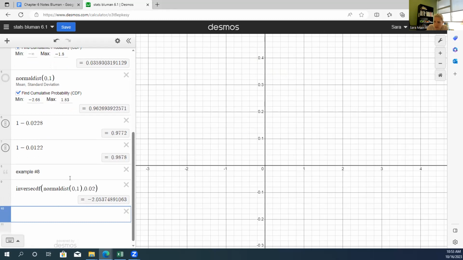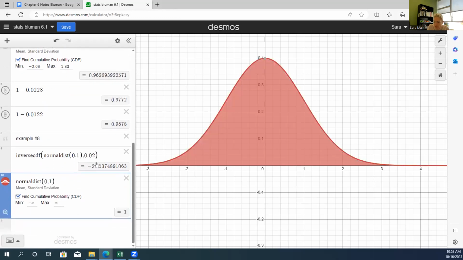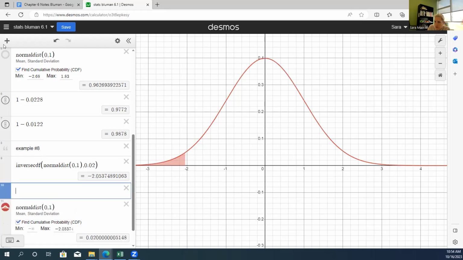Okay, so if I want to check to make sure this is the picture that I drew in my paper, I could go ahead and put in my normal distribution, click the cumulative, and then put in max at negative 2.0537489. I could type in what we have as our answer here. And I can see that it did, in fact, draw the picture that I verified. So I'm just verifying. So let's just make a note. Verifying below that the graph matches.